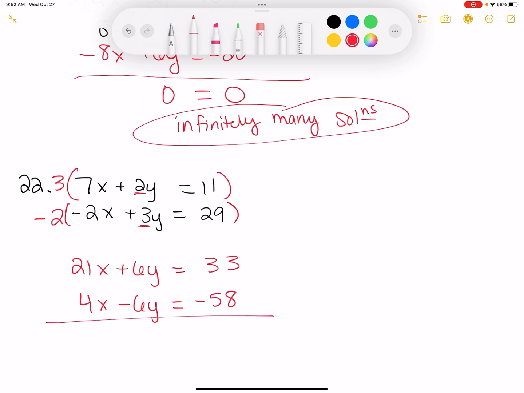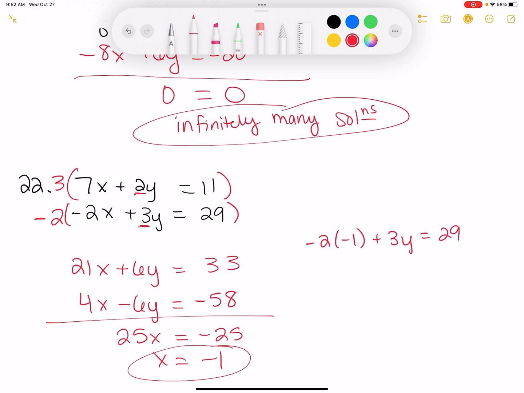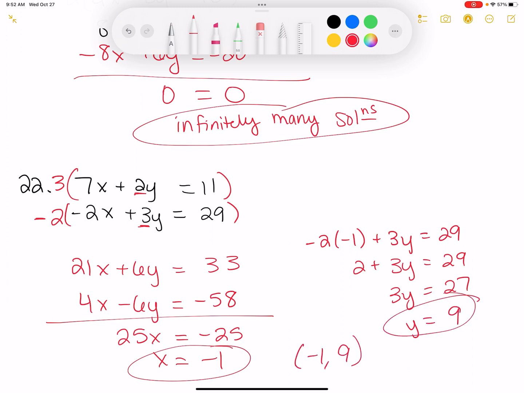All right, so the y's are gone, so 25x is equal to negative 25. So x is equal to negative 1. Because I've modified these equations, they've gotten more complicated, so I would recommend using one of the initial ones. I'm going to use the bottom one. Negative 2 times negative 1 plus 3y equals 29. So 2 plus 3y equals 29. 3y equals 27. y equals 9. So negative 1, 9 is the answer.